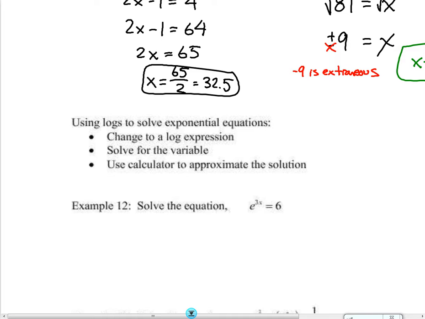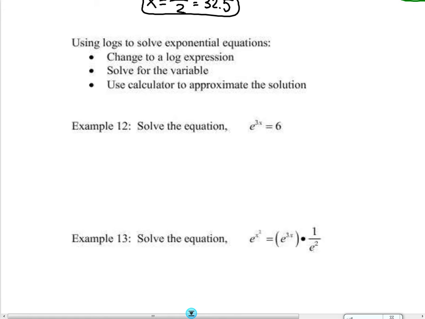So I need to get that 3x out of the exponent. Any recommendations on what base I should choose for my log? If I want to get x out of the exponent, I want to get x by itself. What base am I going to choose? It's not a variable, it's a number. It's e, right? e is no good, I want to get rid of that.